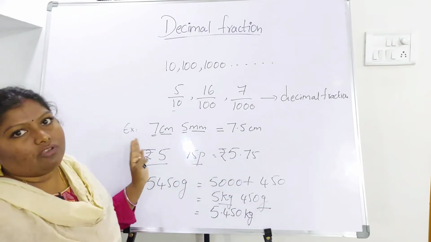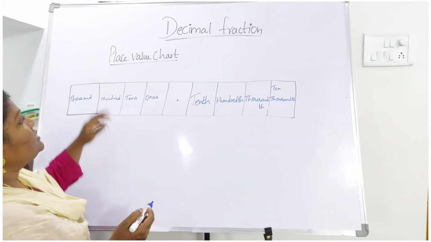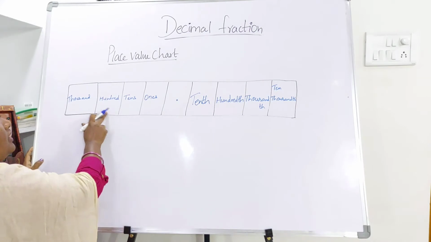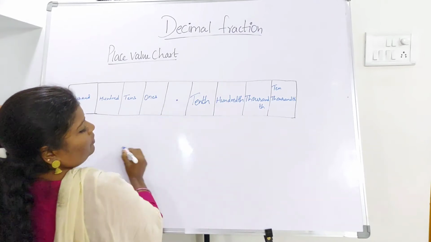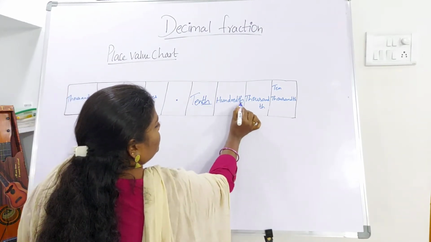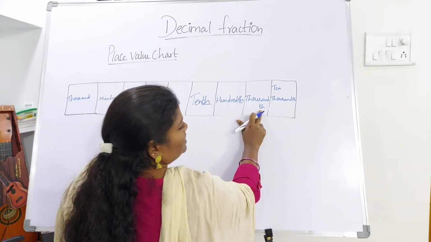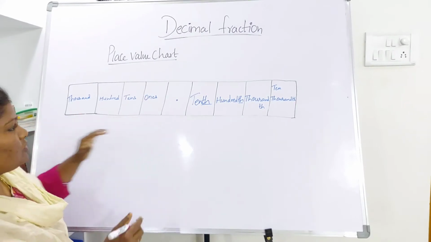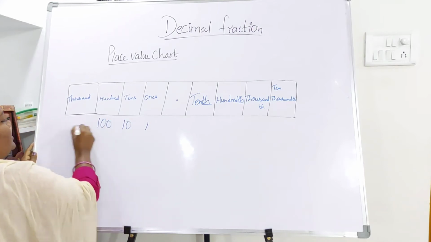So let's learn the place value chart of a decimal fraction. This is the place value chart of a decimal fraction. Here you can see that ones, tens, hundreds, thousands are as usual. You have learned that place value chart, but here you are going to learn that after the decimal point there is the tenth place, hundredth place. You have to stress on this th. I'll tell you why I have written th: tenth, hundredth, thousandth, ten-thousandth. Now let me write the place values: this is ones, this is tens, this is hundreds, this is thousands.